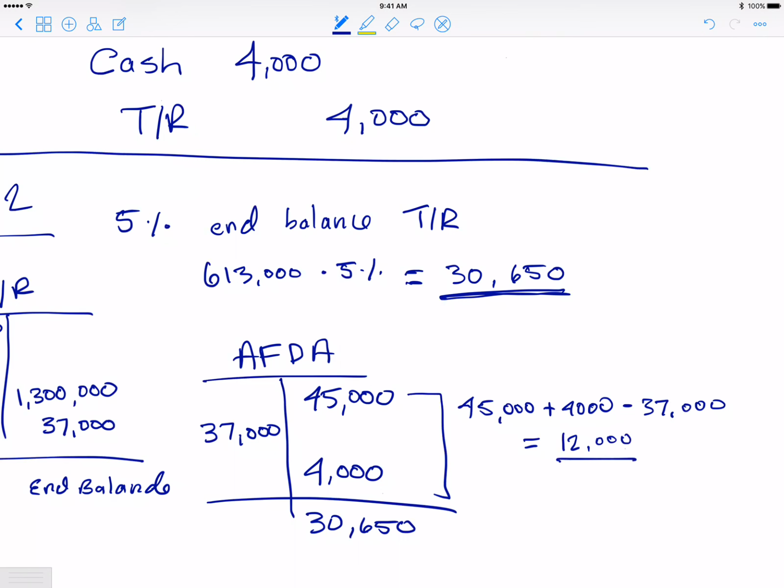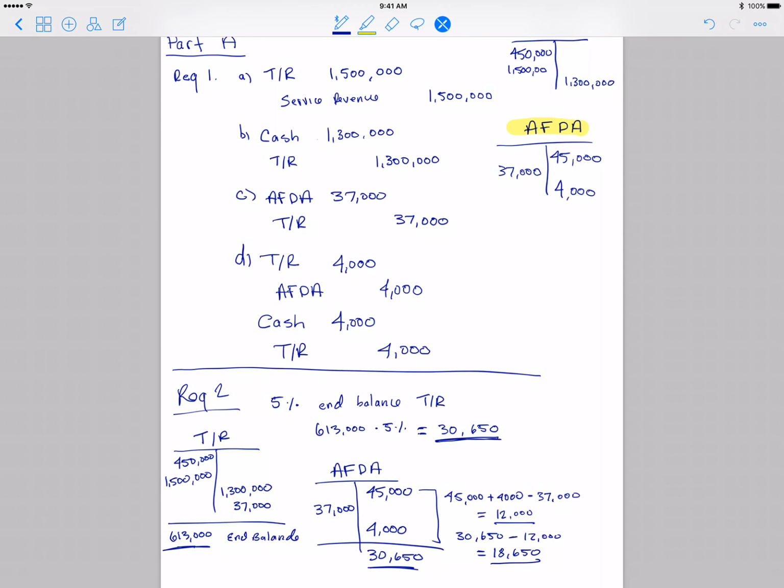However, we have $12,000 and we really want to get to 30,650. So what we have to find out is how much we're missing. So we have 30,650. We're currently at only 12,000, which means that we're missing $18,650 to be able to reach the right balance in our allowance for doubtful accounts account, if that makes sense. So now that we know what this balance is, we're going to try and turn that into a journal entry. And I'm running out of space, so we're just going to move on to the next page.